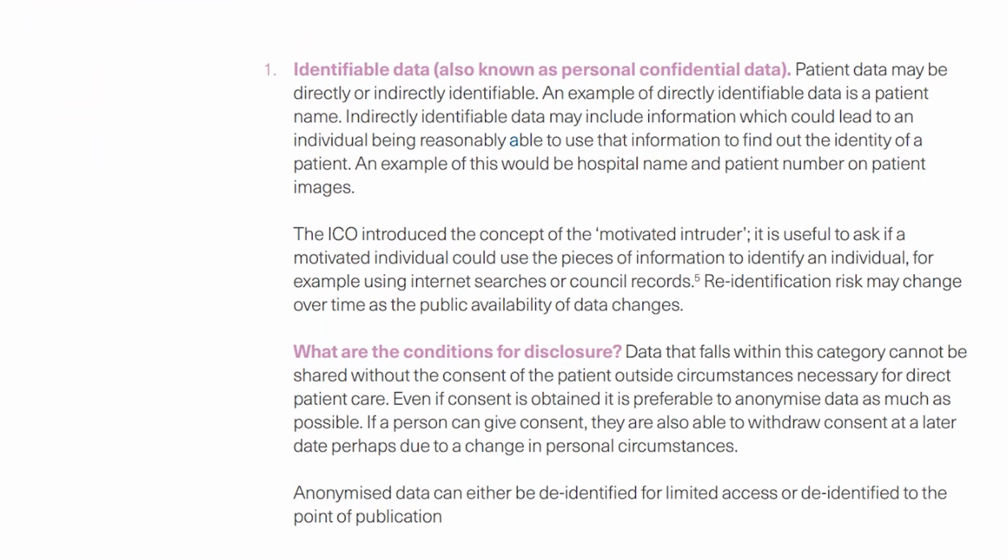The document outlines 3 distinct categories of data. The first is identifiable patient data, and that can also be known as personal confidential information. This is data that can identify a patient either directly through their name or indirectly by revealing a combination of information that could be used to identify someone, such as a hospital name plus patient number. Patients must be consented for this type of data to be used.